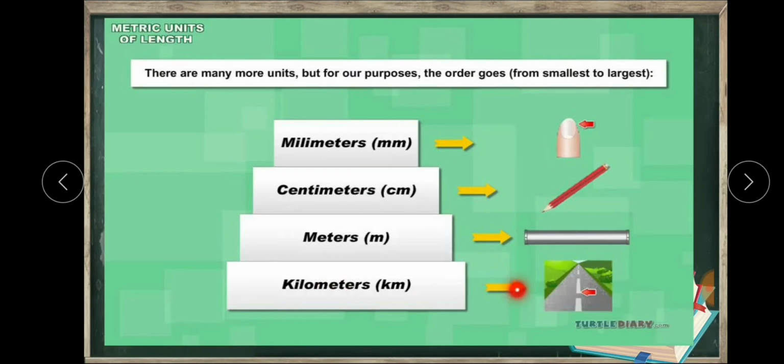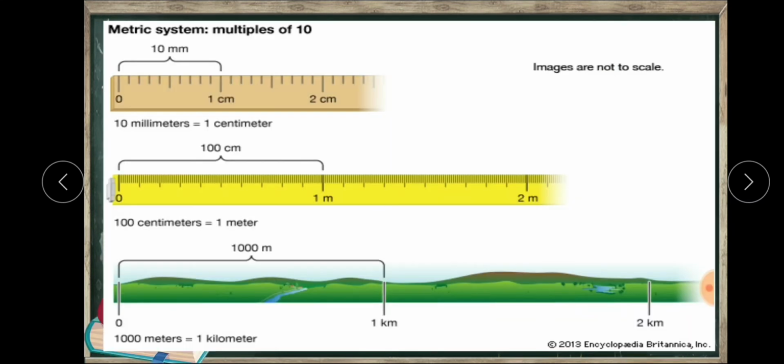Okay. And in the case of kilometers, we measure distance in kilometer. For example, the distance from your home to school. We can't measure the distance using millimeter, centimeter or meter. It should be measured in kilometer. The length from your home to school, the length from Paringadi to Kannur, and so on. The distance we measure in kilometer. Okay, children?